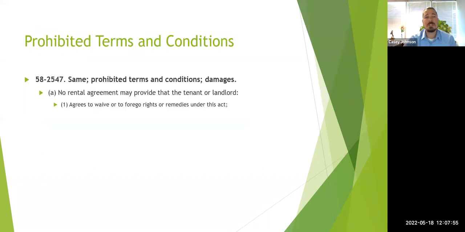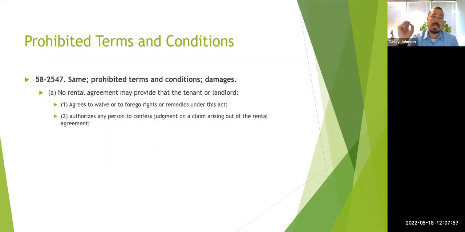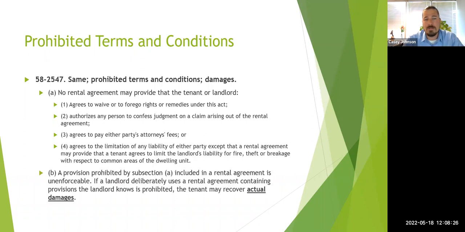There are also some prohibited terms. The big one is that the landlord and tenant can't agree to waive or forego rights or remedies under this act. Under a normal landlord-tenant situation that's not residential, you can waive any of those statutes that you want to. But if it falls under the Residential Landlord-Tenant Act, you cannot waive those rights or remedies. Another big one is that you cannot put an attorney fees provision in a rental agreement. And you can't waive liability except for some very specific things.